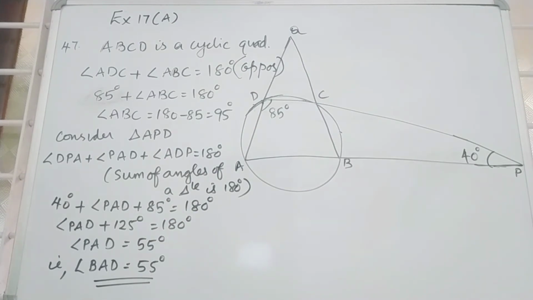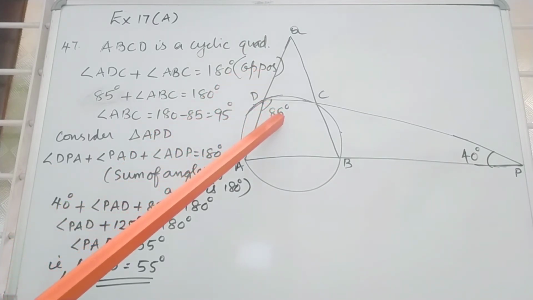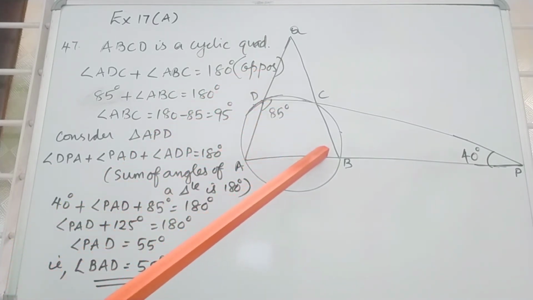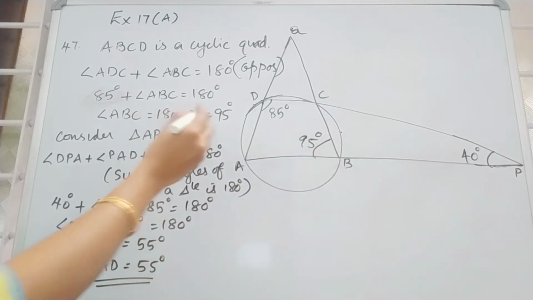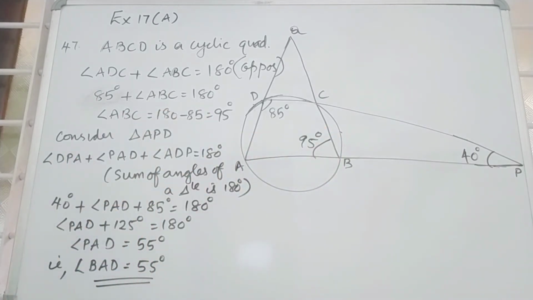We have ADC equal to 85 degrees. So we substitute that value: 85 plus angle ABC is equal to 180 degrees. So we will get angle ABC as 180 minus 85, which is equal to 95 degrees.